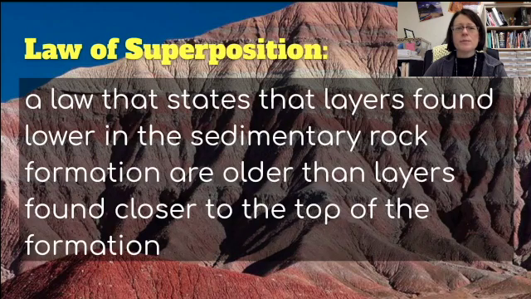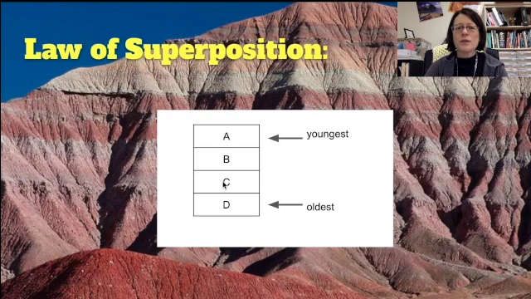So the law of superposition states that the layers found lower in the sedimentary rock formation are older than layers found closer to the top of the formation. So here I have a geologic column. A is the youngest because it's on top. D is the oldest because it's on the bottom. So according to the law of superposition, the layer up here would be the youngest. The layer down here at the bottom of this rock would be the oldest.